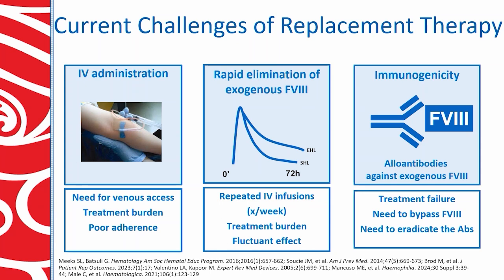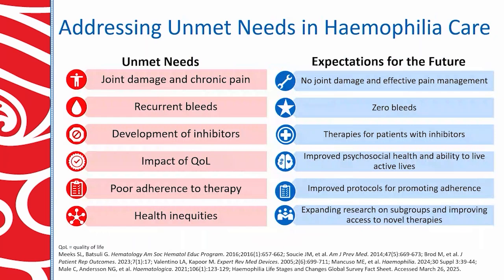The second limitation is the rapid elimination. It has been successful over the last decade to improve the permanence of factor VIII in the blood, but still many patients need to be treated at least once a week with the most recent version. Huge treatment burden, and also there is a fluctuating effect that impacts on the patient's life. The third major limitation is certainly factor VIII immunogenicity, resulting in a significant proportion of patients in the development of alloantibodies that inhibit the factor VIII that you give to this patient. So treatment failure, but also the need to use bypassing agents, and ideally to eradicate this inhibitor. And we will see together how factor VIII mimetics can help our patients with inhibitors.